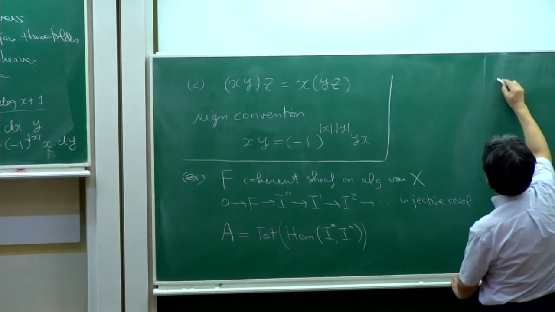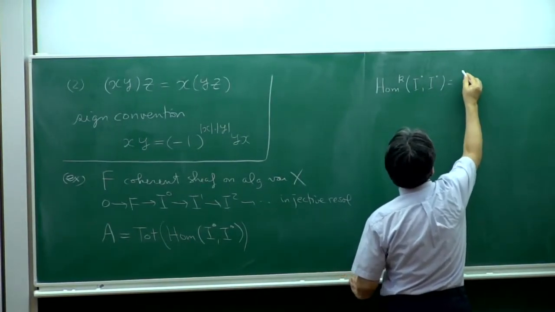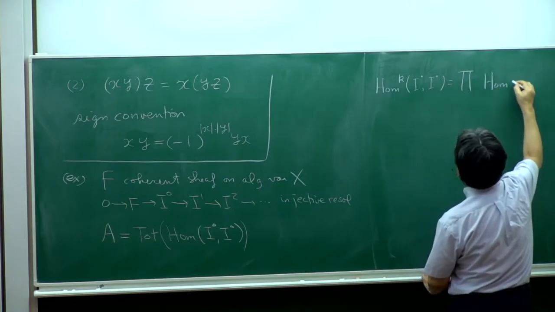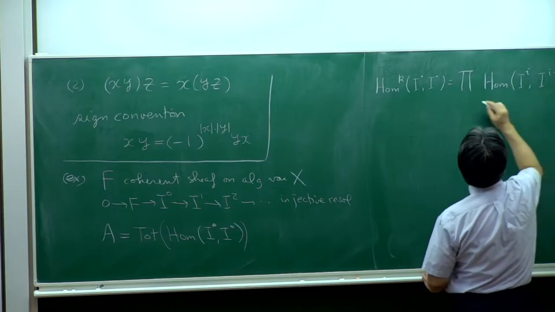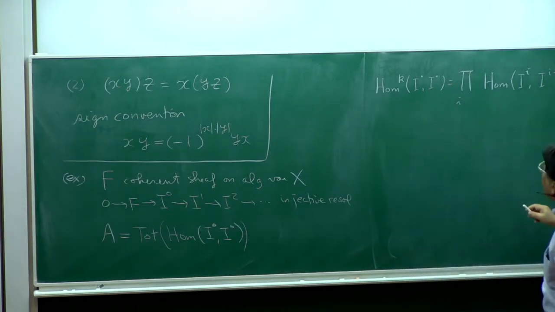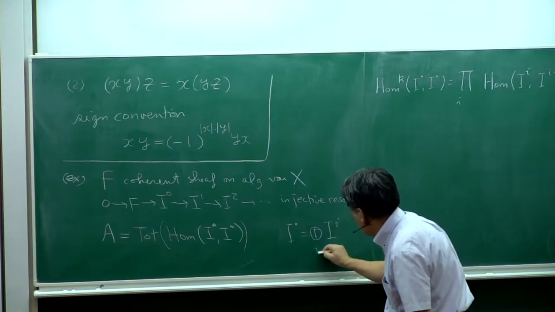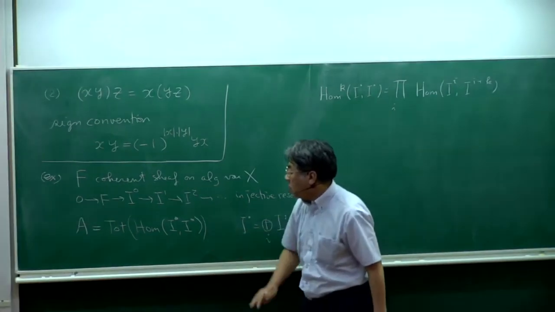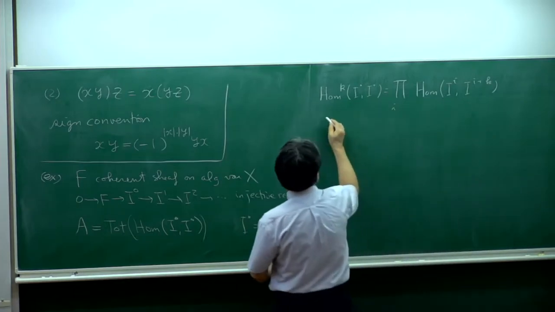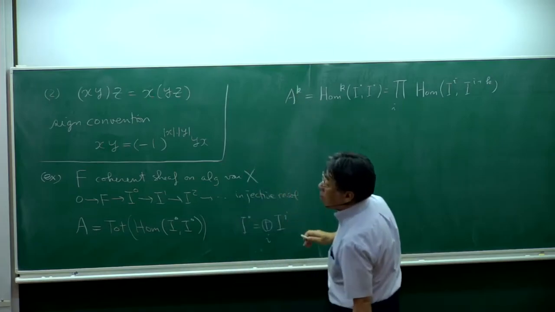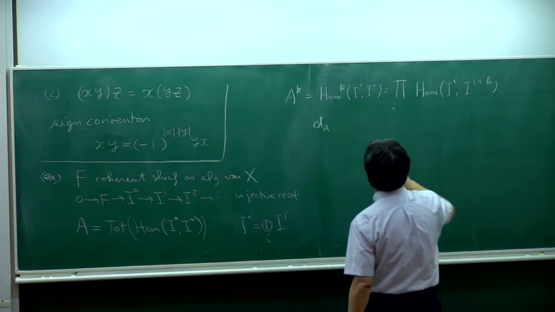So what is this? Hom^k of I, I is the product of Hom from I^i to I^(i+k), for all i. So I is the graded sheaf, and the Hom vector space is defined like this. And then this is A^k. And then d of A, the differential, is defined in the following way.